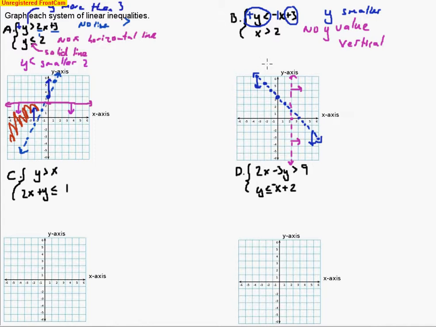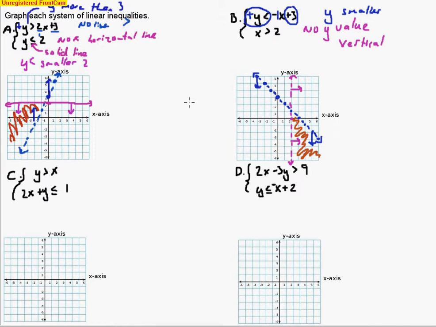So over here, you see we can't shade here because it doesn't agree with either one. Here it doesn't agree with the purple or pink line. Here it agrees with both. And so this is the only region that works with both inequalities. And so that's the region you shade.